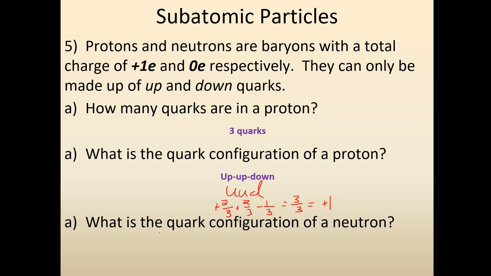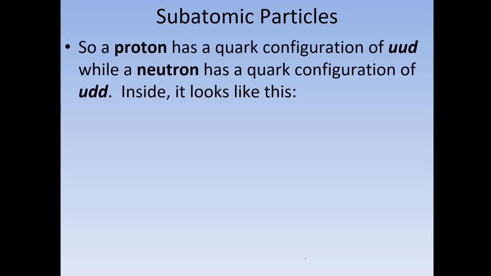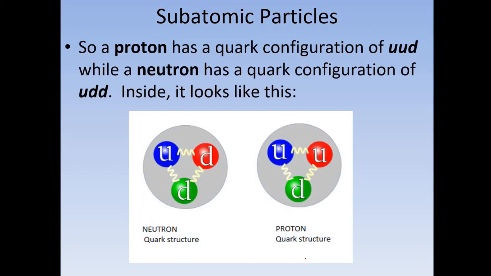And then down here, what configuration makes up a neutron? Up, down, down. Again, if I look through this, this is +2/3, minus 1/3, minus 1/3, and that gets me 0. You're actually going to need to remember these for the regions or the final test that we're going to take. So protons are up, up, down. Neutrons are up, down, down.